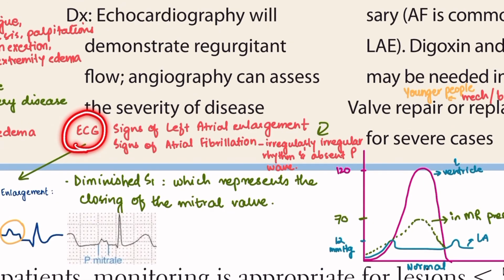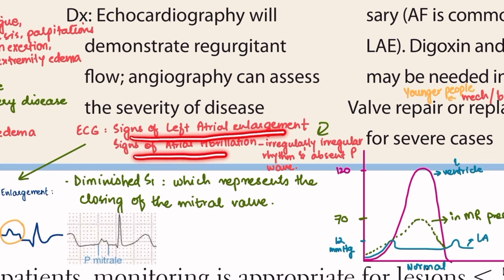So if we want to know how severe the disease is, we need to do angiography. Another thing we can do is ECG. ECG will show signs of left atrial enlargement and signs of atrial fibrillation. Let me show you how they will look.